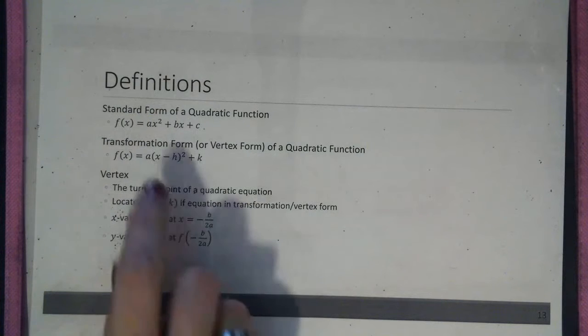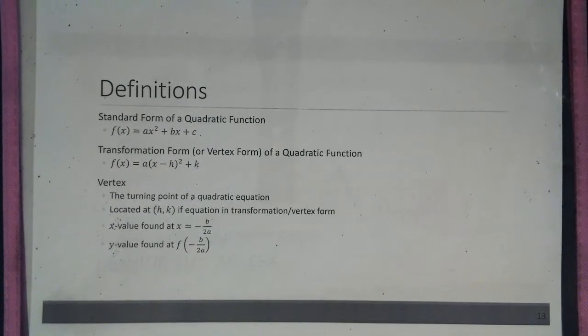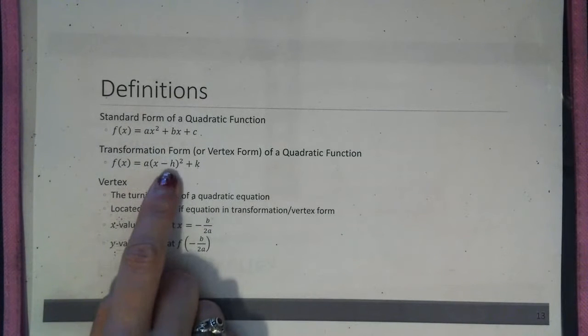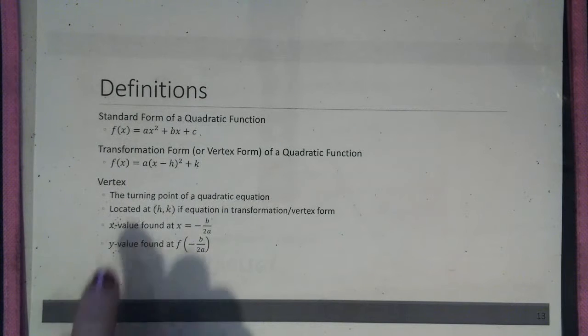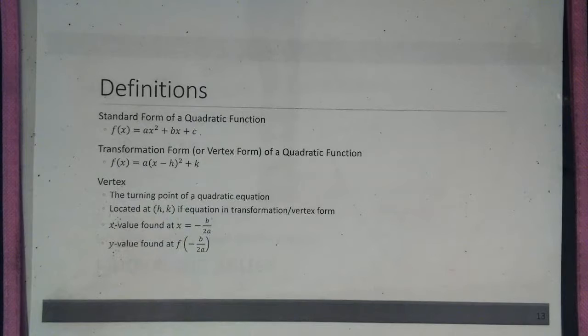One that may be new to you is the transformation form, which is also known as vertex form of a quadratic function. If you remember back to when we were doing transformations, this should look familiar because we have our vertical stretch or compression out front and then our horizontal and vertical shifts. When we're working with this vertex form or transformation form, the vertex is going to be located at h comma k. And this vertex, remember, is the turning point of the quadratic equation.